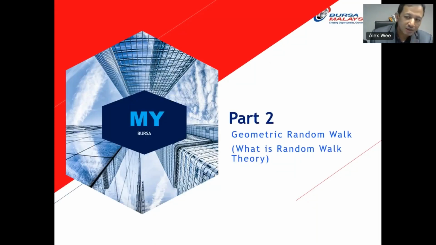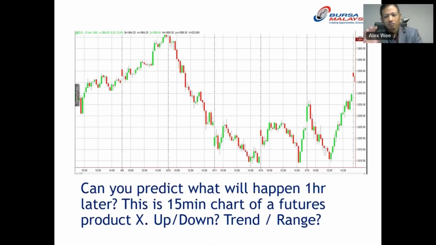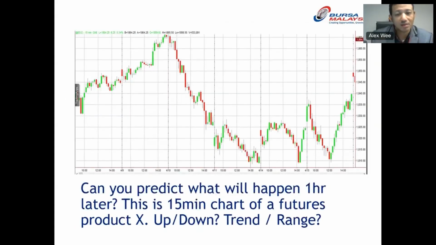Then the second part is the random walk theory. What is considered a random walk and what is considered not a random walk? This is essential to understand Hurst. So from this chart, can you tell me whether it is an uptrend or downtrend? Is it trending or ranging? Can you predict what will happen one hour later? This is a 15-minute chart. My answer is I can't.